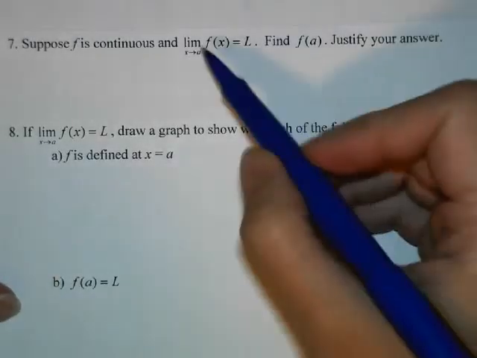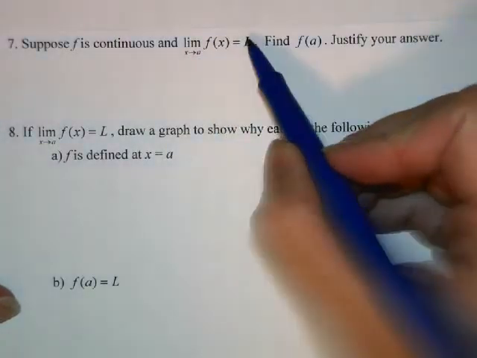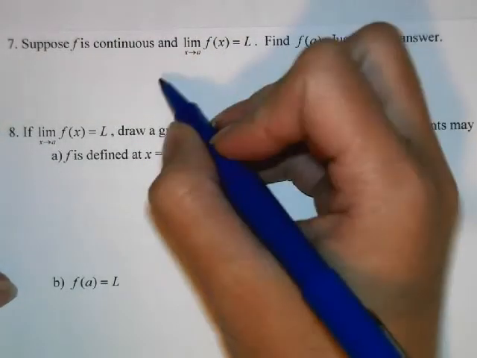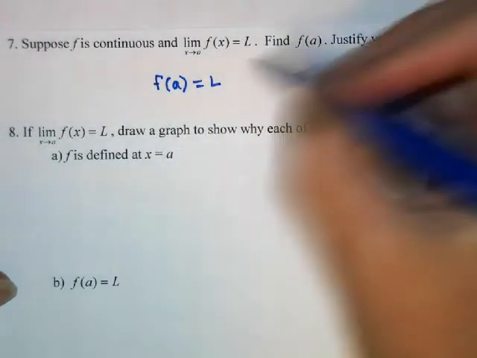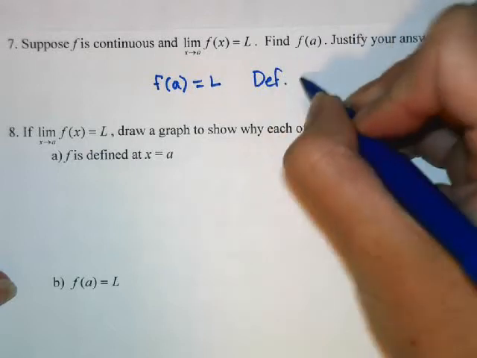Suppose f is continuous and the limit as x approaches a of f of x is L, find f of a. Well, pretty straightforward. f of a would have to equal L, and the justification, I would just say, definition of continuity.